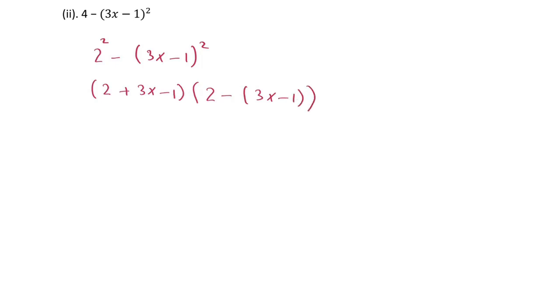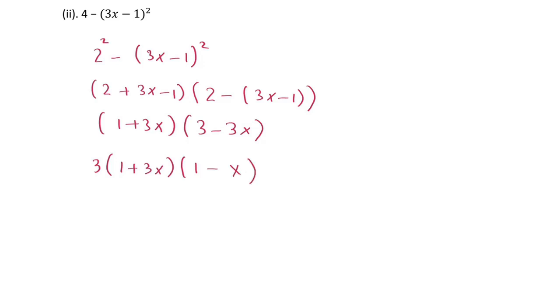Okay, so next, let us combine the terms inside the brackets. We are having, in brackets, 1 plus 3x, in brackets, 3 minus 3x. So next, we are going to factor out 3 from here. Then our expression is going to be 3 in brackets 1 plus 3x in brackets 1 minus x. And this is going to be our final expression.